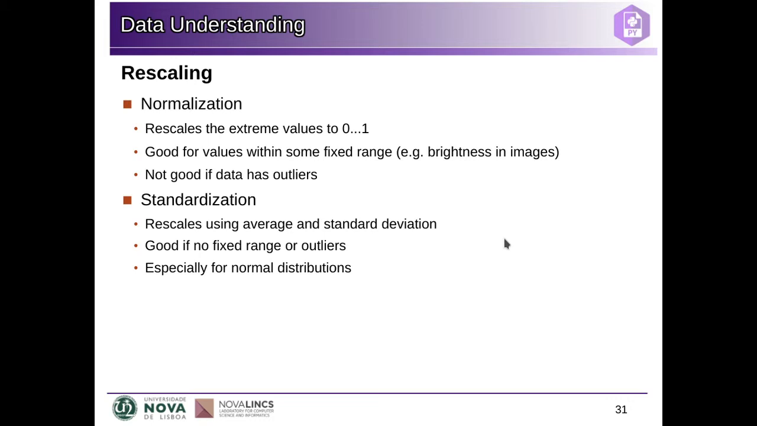Standardization is better when you have outliers, and especially when you have approximately normal distributions, because then you get most of your data around 0 with the standard deviation of 1. So it's around that interval of minus 0.5, 0.5, something like that. And then the outliers may be further away, but the outliers by themselves will not change your scale very much.